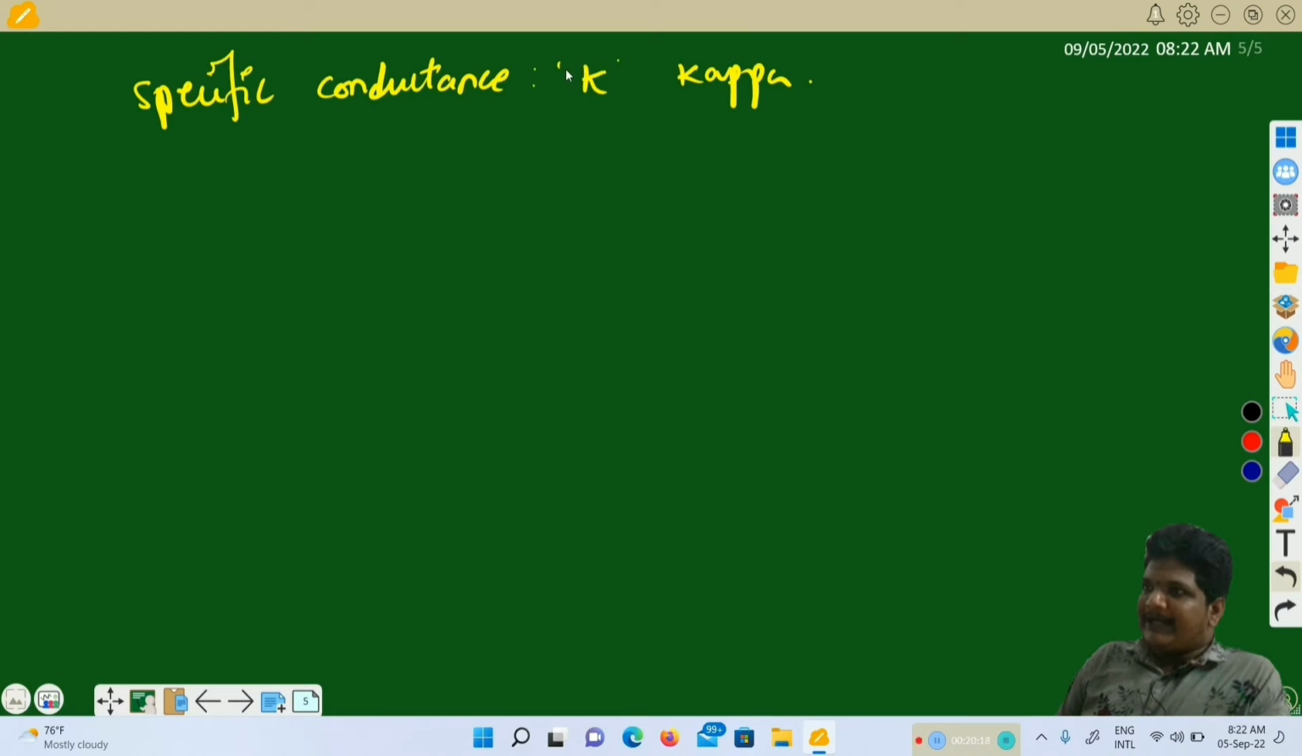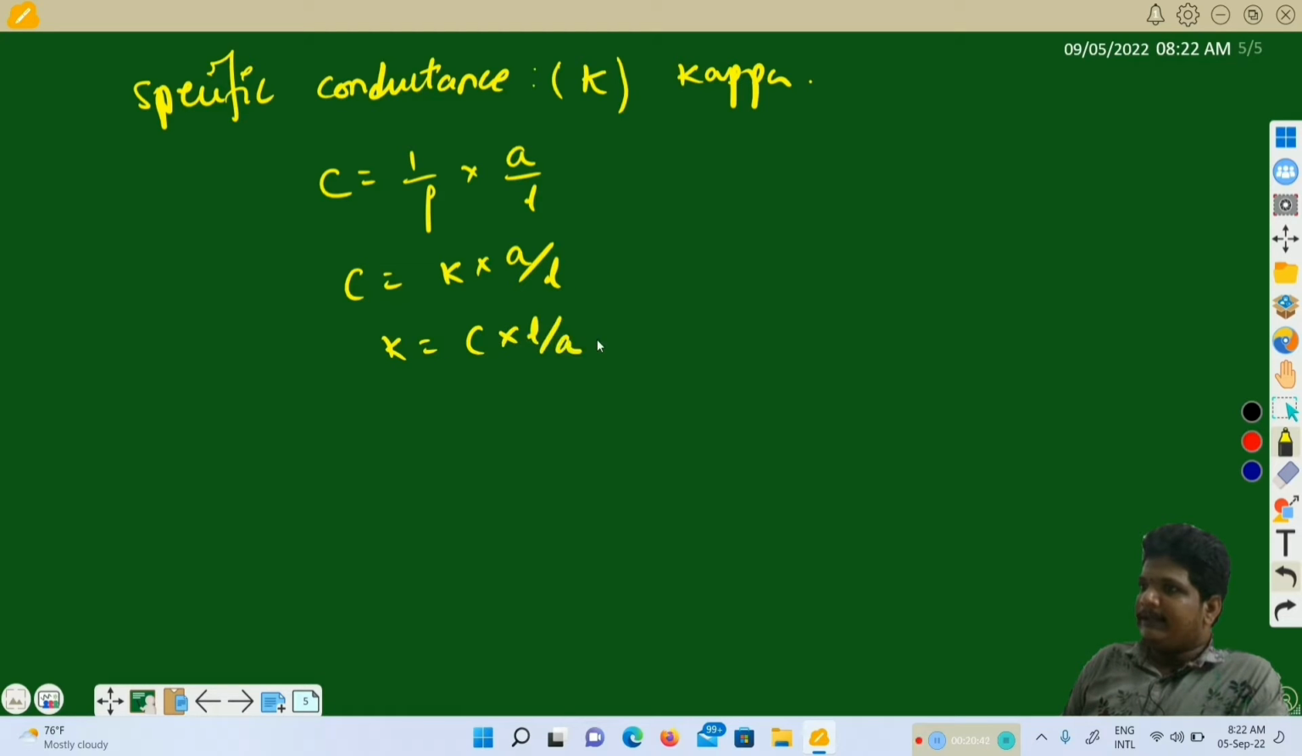Okay, so what is this specific conductance? As we know, the conductance is equal to 1 by rho into A by L, where 1 by rho is the specific conductance. So C is equal to kappa into A by L, where kappa is equal to C into L by A.